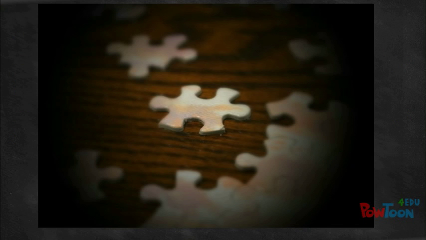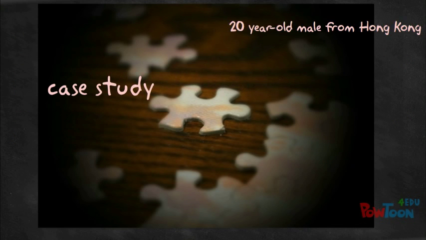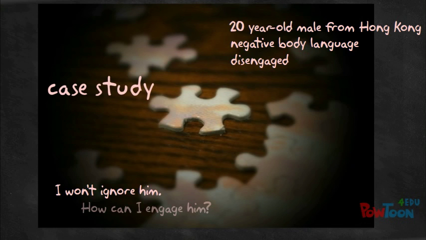A student in my class, a 20-year-old male from Hong Kong, comes across as withdrawn, fights authority, comes to class late, always listening to music. He has one friend in the class, but chooses to isolate himself from the others and from being part of a wider learning community. I don't want to ignore him. I want to engage him.